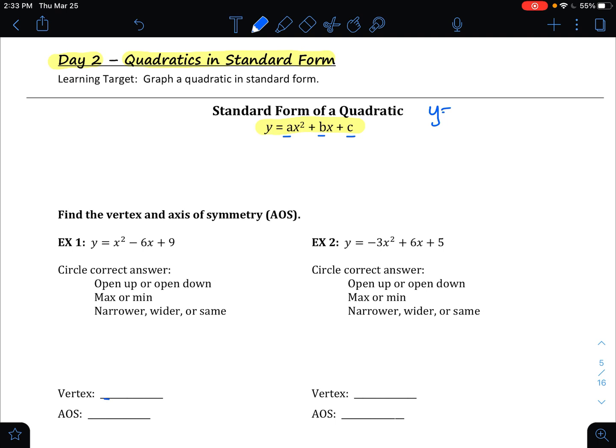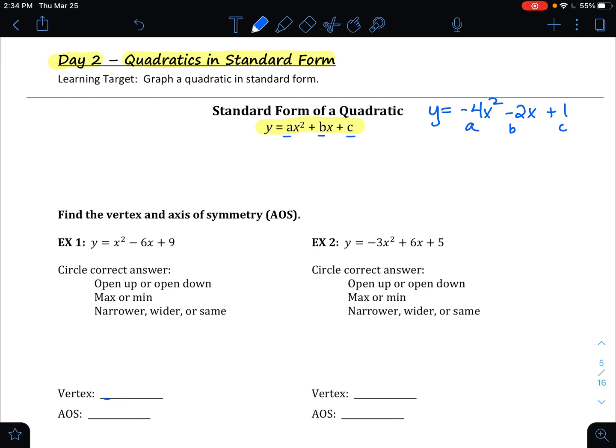An example could be y equals negative 4x squared minus 2x plus 1. So your a value is negative 4, your b value is negative 2, and your c value is 1. When we have a quadratic in this format, we call it standard form. Now, the vertex is not just going to be 0, 0 like we looked at in the last section.